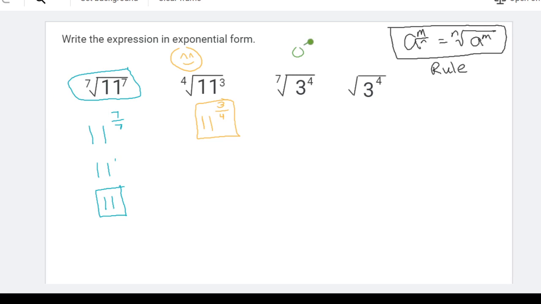Alright, so now this one with the green sun next to it. Alright, now my base has changed, right? That radicand is now a 3. The 7 is on the outside of the radical, so it becomes my denominator. And my 4 is my exponent, so it becomes my numerator. And that fraction, 4/7, can't be reduced, so that is all that it is.